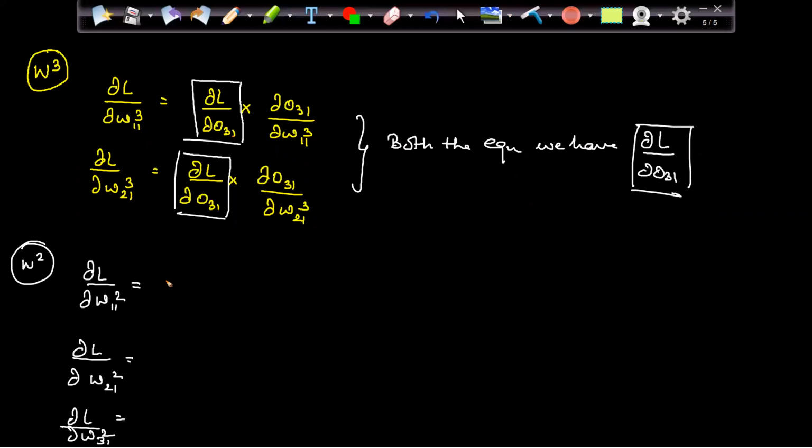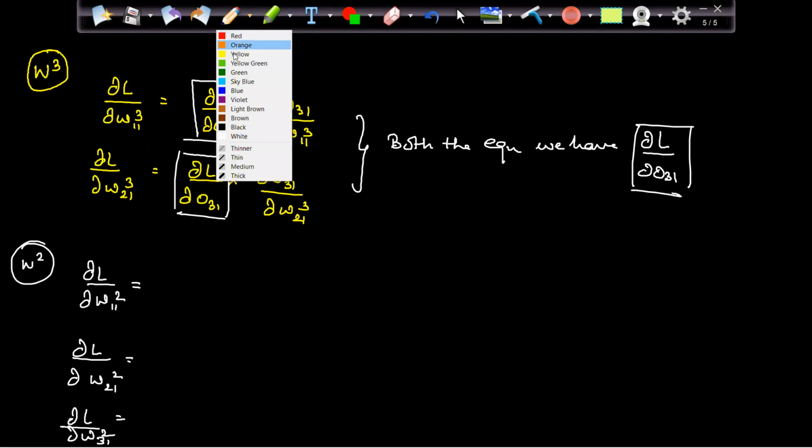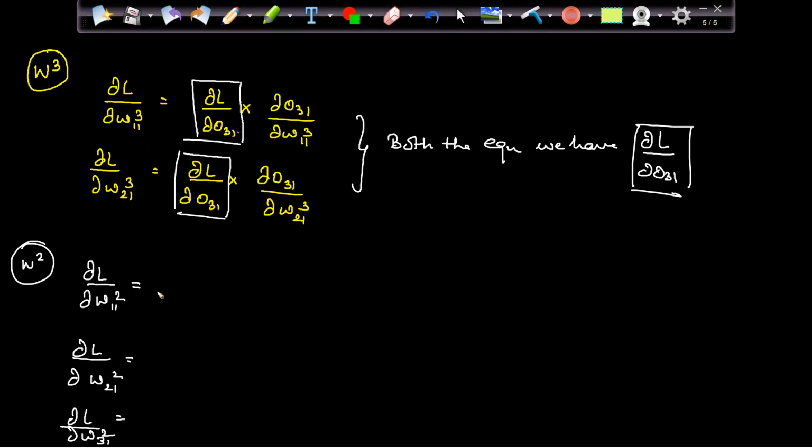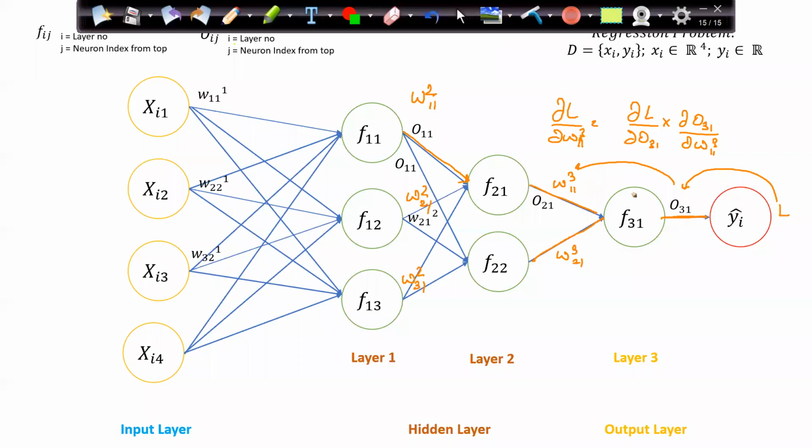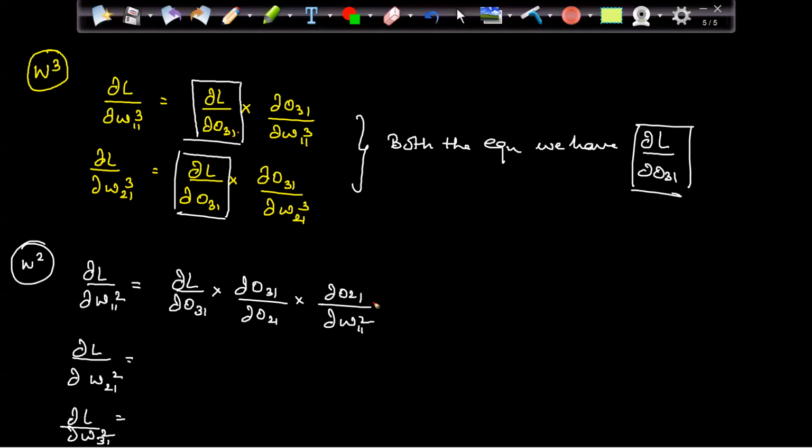And for that, I have to do the differentiation, partial derivatives, right? So what is the equation going to be? That is nothing but dou L by dou O31 multiply by dou O31 by dou O21 multiply by dou O21 by dou W112. Right? If I come back here, this is going to be updated by this. So let me change the color of the pen. This is going to be updated by this, this by this, and this by this. That is the flow, and that is what we are writing here.